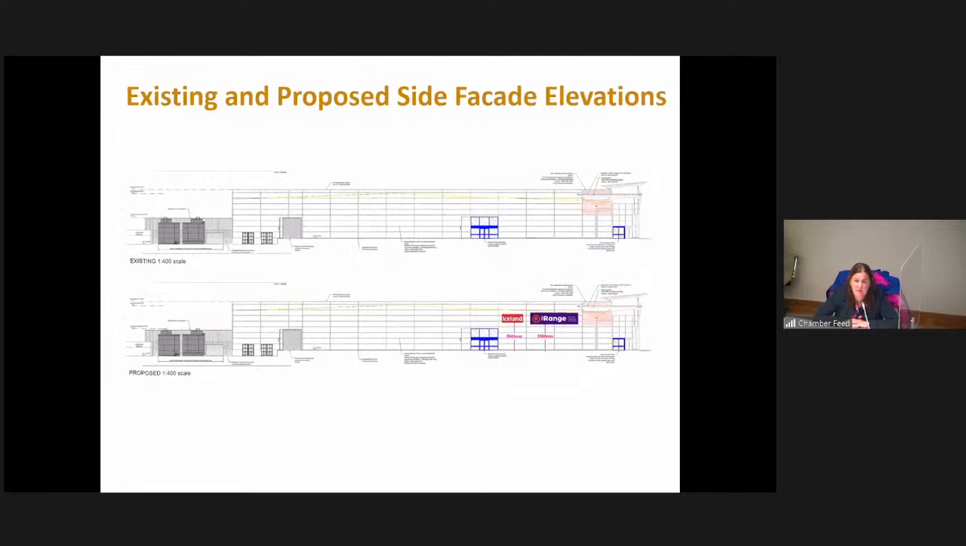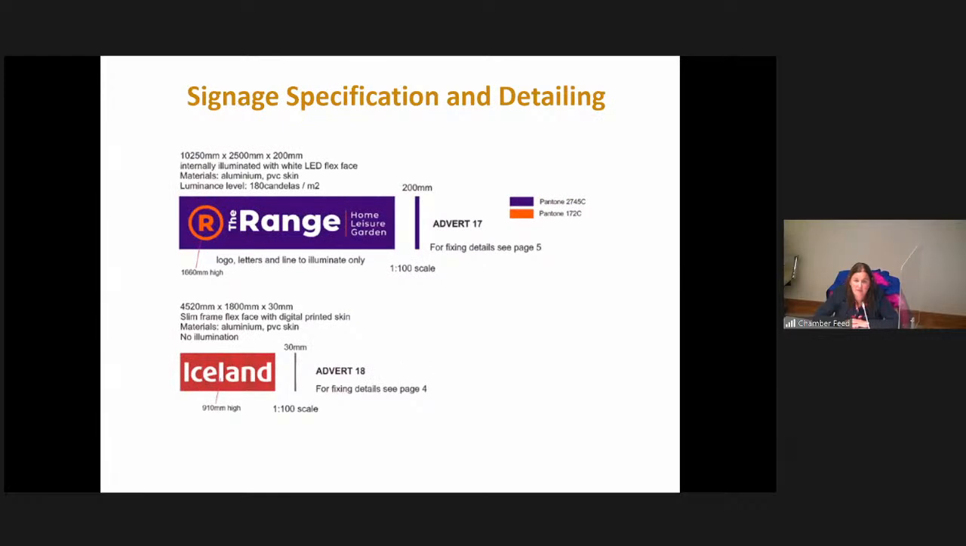Next slide, please. And then there's going to be 2 on the side elevation, which will be facing onto the dual carriageway. So the range signage again will be illuminated, and the one beside it, which is the Iceland elevation treatment, will not be illuminated. Next slide, please. That's a close-up of what it'll look like. So it's the range, and then Iceland is going to sit beside it.